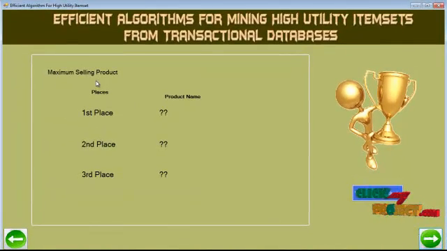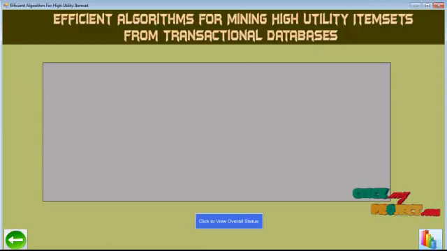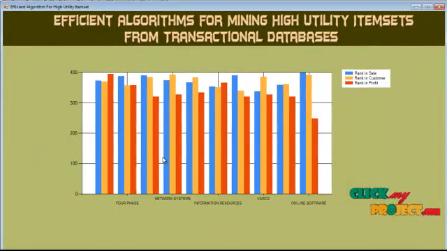By clustering the various information by means of forming a tree using the utility pattern growth plus algorithm, we can detect three products with the maximum profit rate. These are the top three products which are needed by the customer along with the profit rate. Let's proceed. Now this is the resultant of the tree. This is the resultant information of the transaction database after forming the tree by using the utility pattern growth plus algorithm.